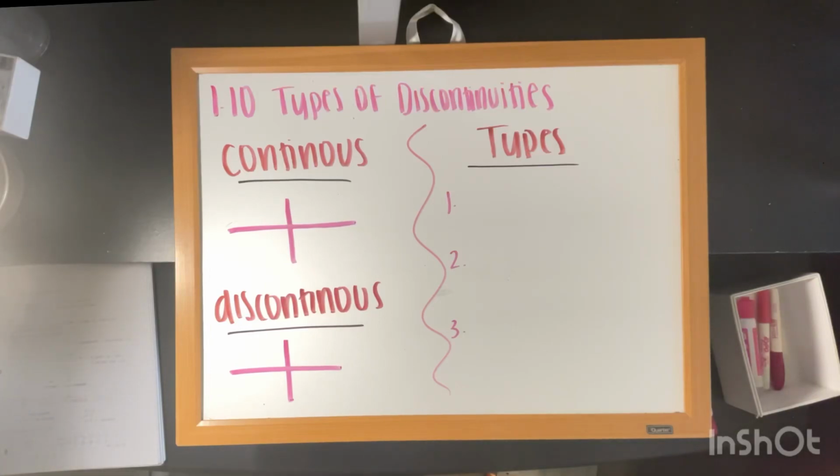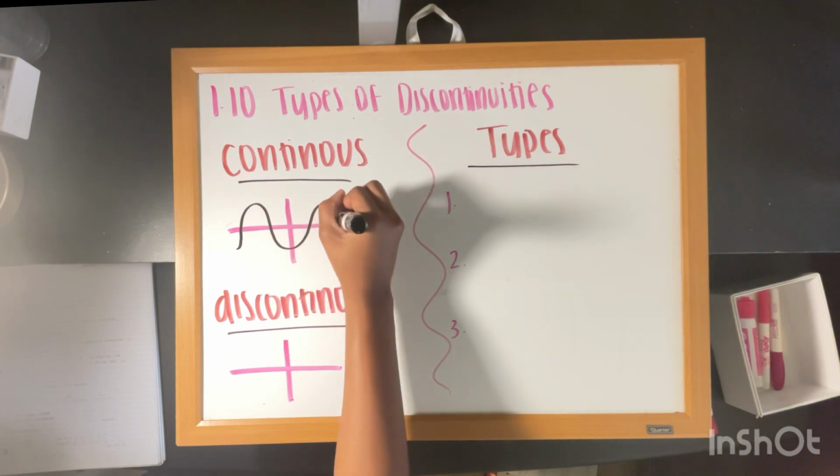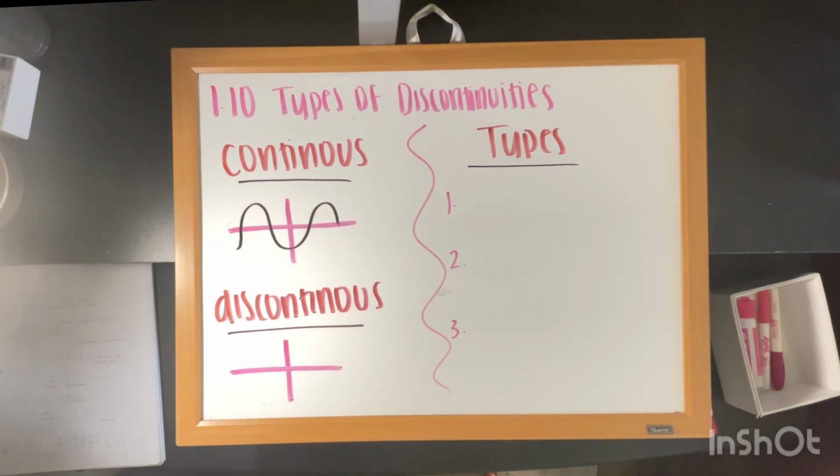Welcome to Unit 1.10, where we talk about types of discontinuities. Now, a continuous function is like drawing a function and never lifting up your pen. But a discontinuous function is like drawing a function but lifting up your pen in the middle of it. Now, there are three types of discontinuities.